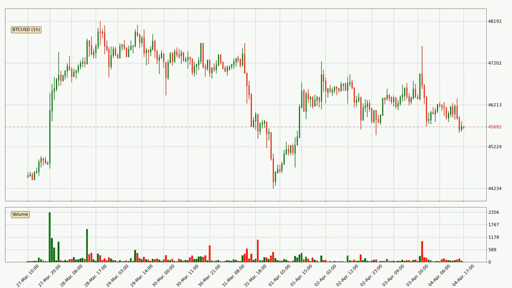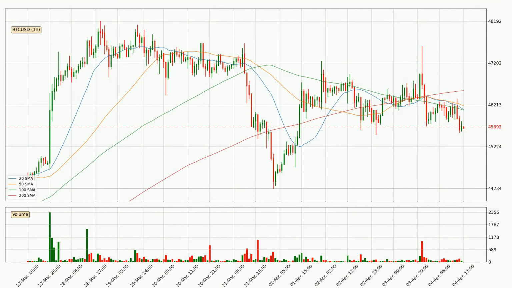By taking a closer look at the hourly time frame for Bitcoin, the price went down only slightly, by about 1.5% in the last 24 hours, and has a current price of $45,692. Jumping to the hourly simple moving averages, the price broke the 100 SMA to the downside, but it's not a very strong signal because the volume hasn't been very high.